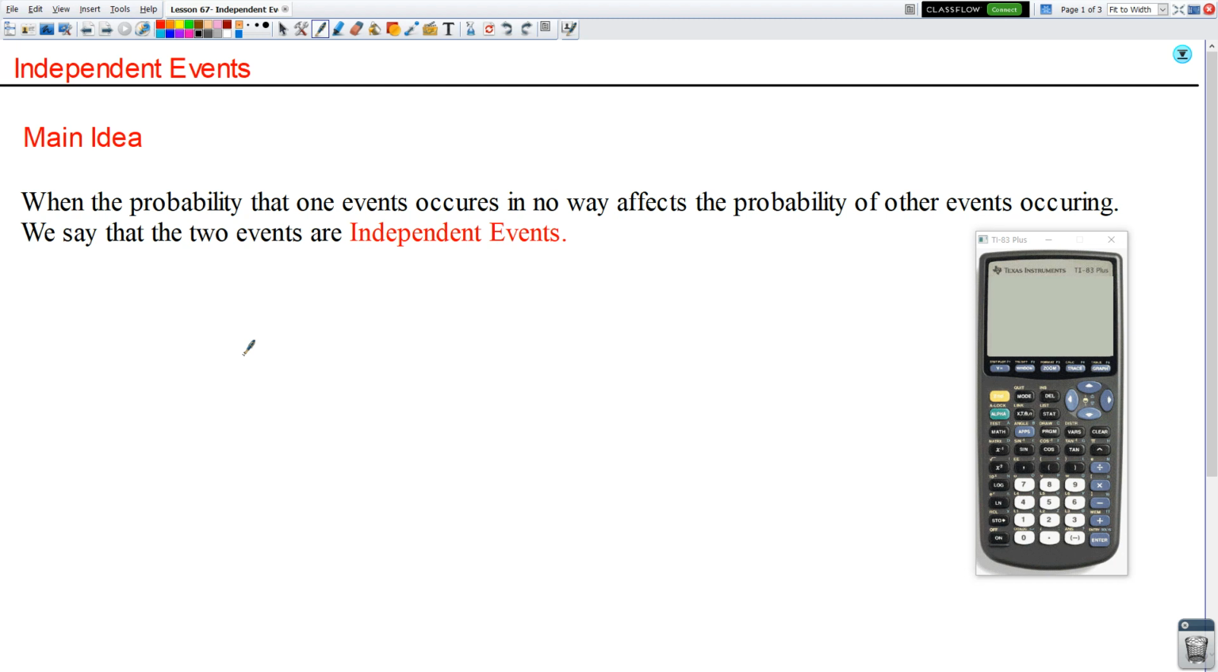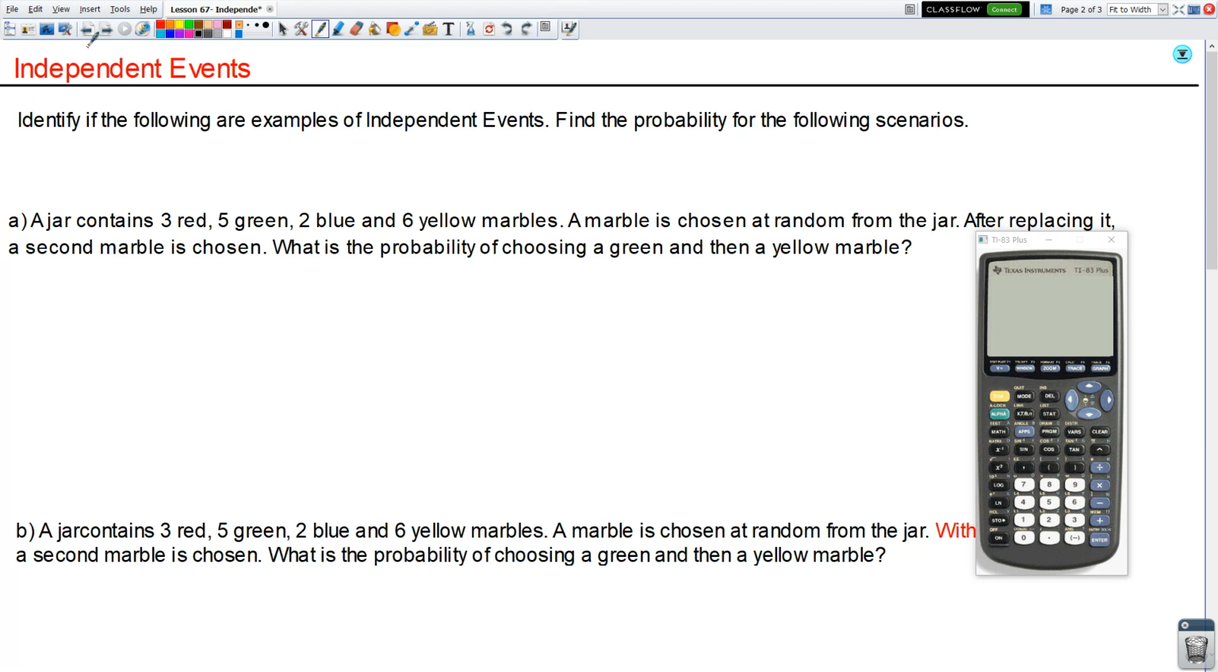It's better we just show some examples. So let's start. Well, first, we want to see if the following are examples of independent events. And then we want to find the probability for those scenarios. So let's take one example at a time here.